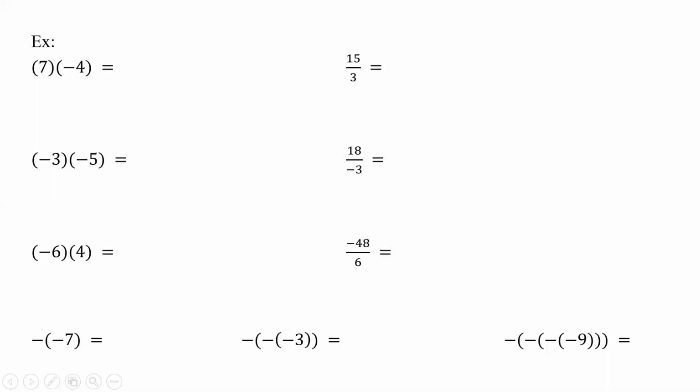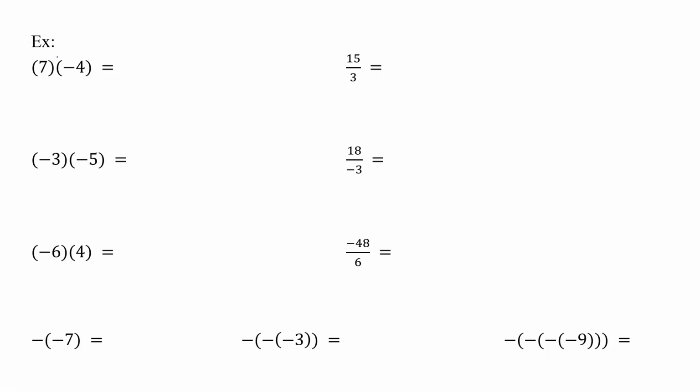All right, so here what we're going to do is we're just going to multiply and we're going to divide. And we're going to use what we learned before. If we have one negative times a positive, it's going to be a negative answer. If we have two negatives multiplied together, that's going to give us a positive answer. And then we kind of expanded that to if we have an odd number of negatives, it's going to be negative. And if we have an even number of negatives, it will be positive.